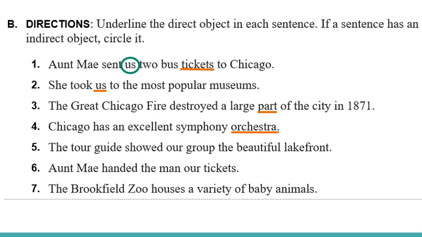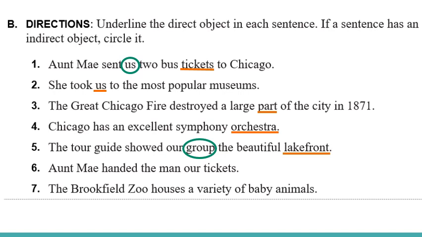Number 5. The tour guide showed our group the beautiful lakefront. Guide is my subject. Showed is my verb. What did they show? The lakefront. Whom did they show it for? Our group. Group is my indirect object.